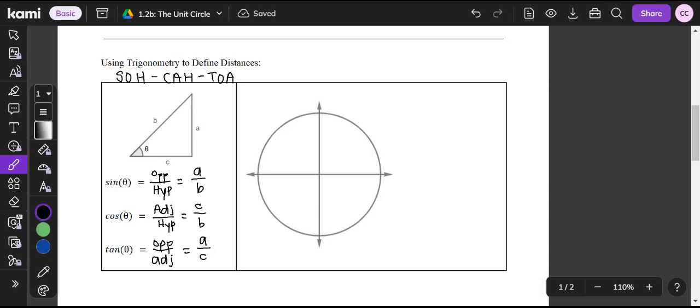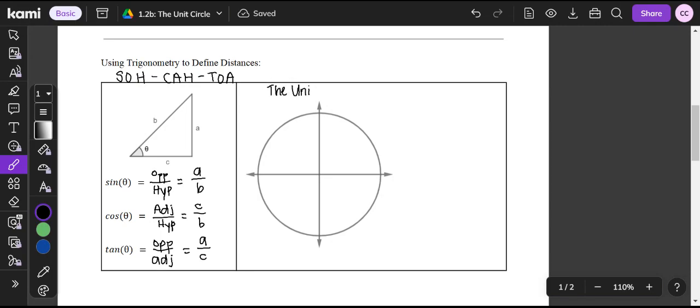But how can we use sine, cosine, and tangent, which is normally dealing with angles, how can we use it to measure the length of something? All right? So that's what we're going to talk about right now. So over here we have a circle, all right? And this is a special kind of circle. We're actually going to say that this is the unit circle.